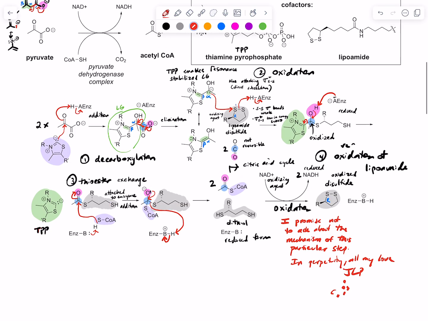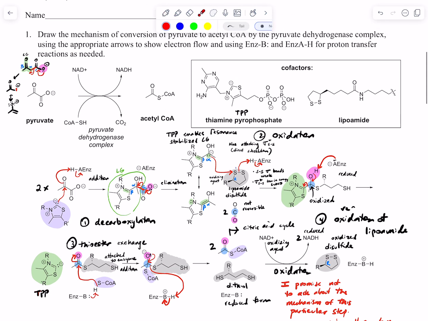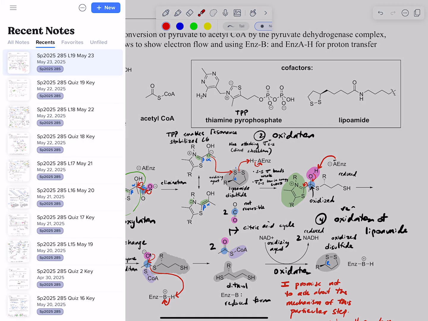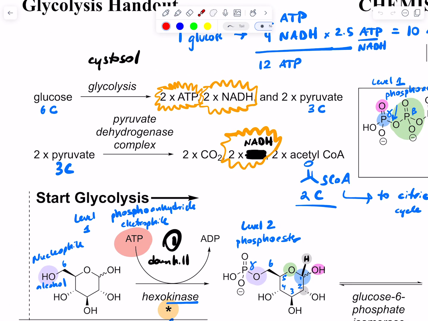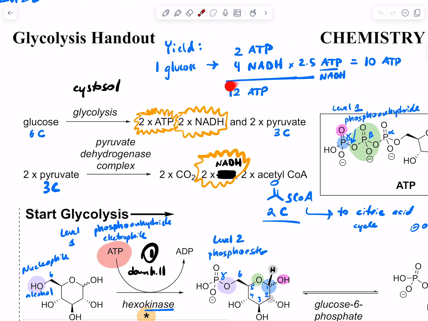Okay. So overall, look at what happens. And we're going to need to add this to our tally. In our glycolysis handout, I showed you that glucose going through glycolysis to pyruvate generates 2 ATPs and 2 NADHs. Now I've shown you how 2 pyruvates lead to 2 CO2s, 2 NADHs, and 2 acetyl-CoAs. And so now we're fully accounted for the 12 ATPs we get from one glucose up through acetyl-CoA.